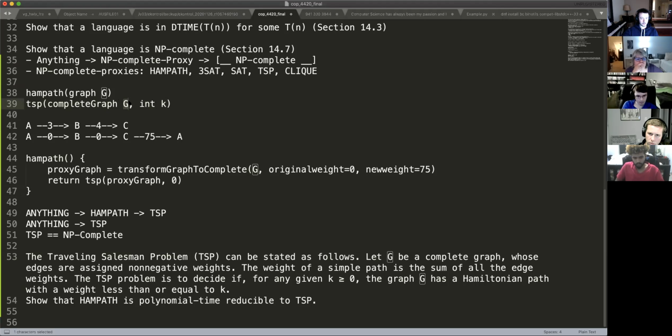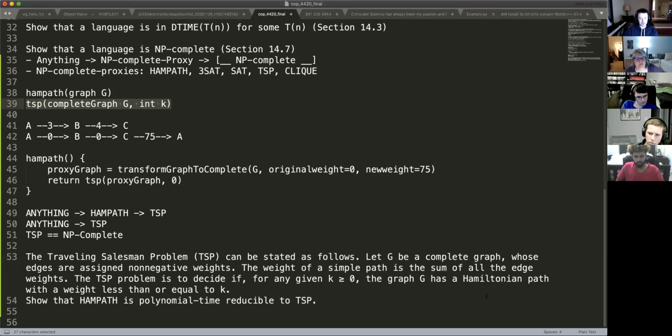There's the complete graph G and any given K, which is an integer, right? The graph has a Hamiltonian path. So the question quite literally gives us this. It gives us the API, or whatever you call it, the description of this function TSP. It tells you what the inputs and outputs are.